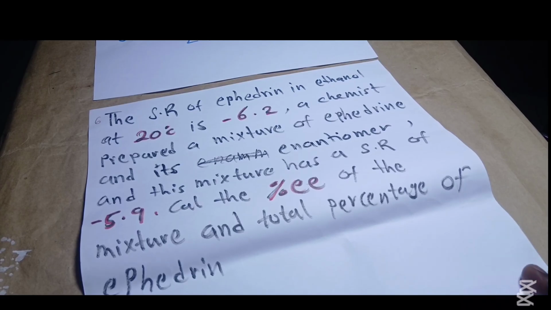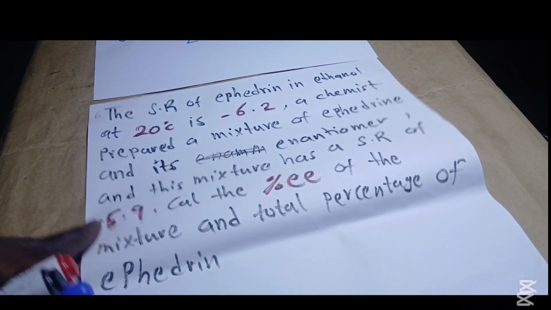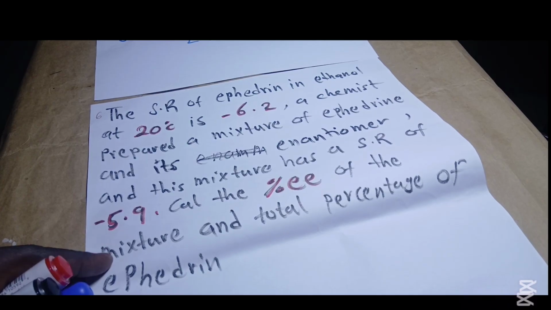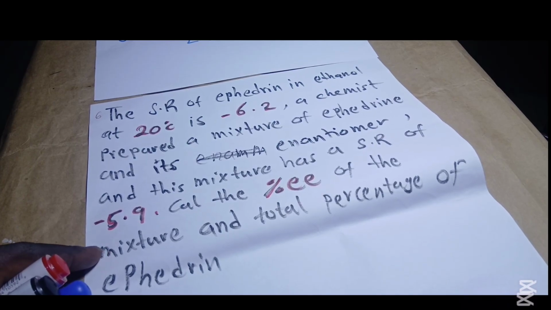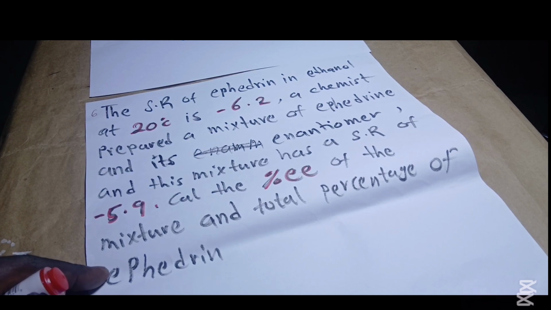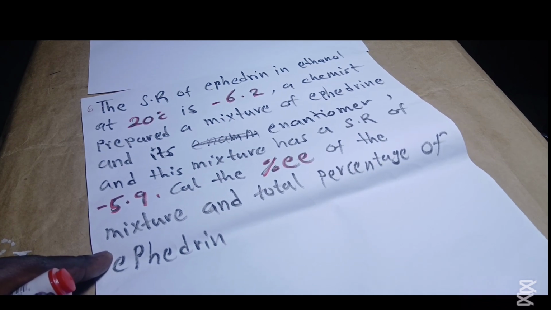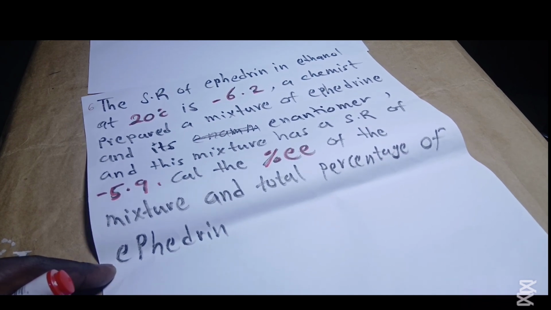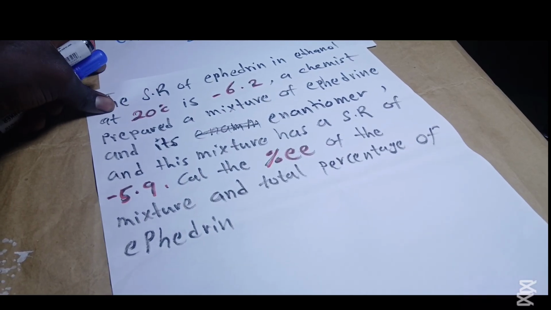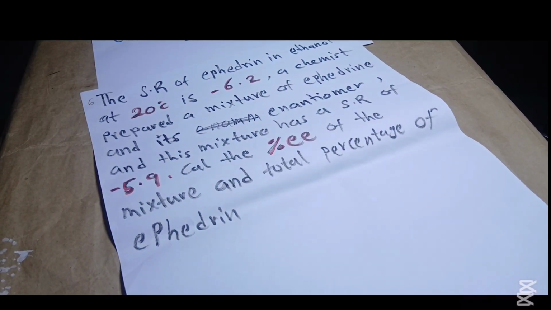The specific rotation of ephedrine in ethanol at 25 degrees Celsius is minus 6.2. A chemist prepared a mixture of ephedrine and its enantiomer, and this mixture has a specific rotation of minus 5.9. Calculate the enantiomeric excess of the mixture and the total percentage of ephedrine.